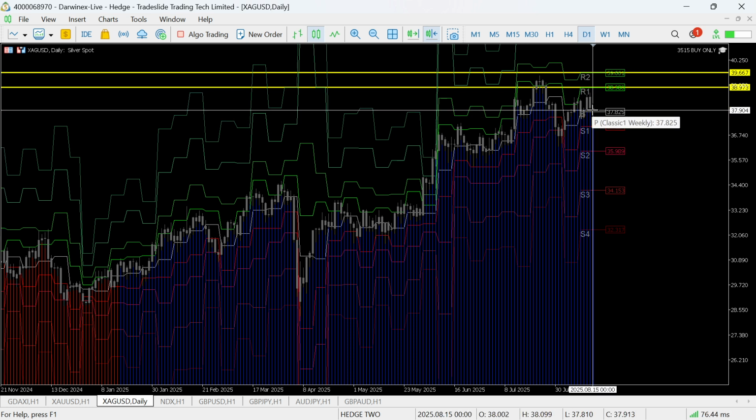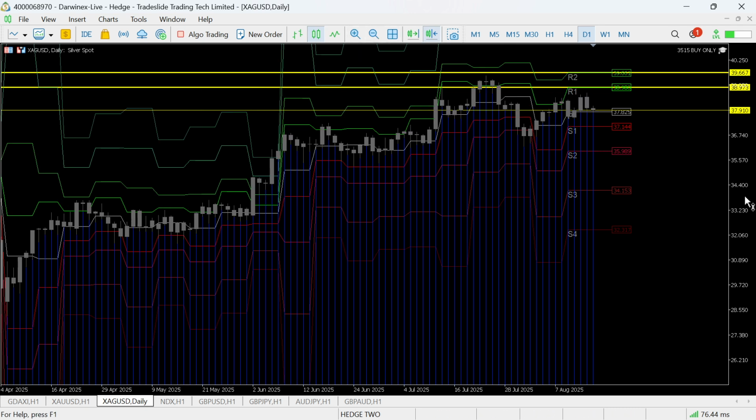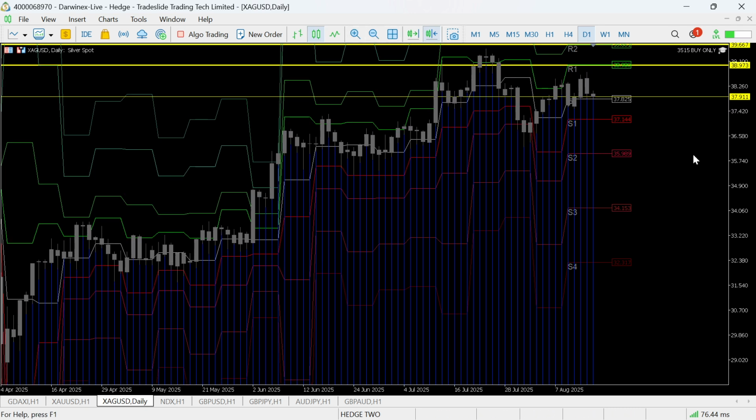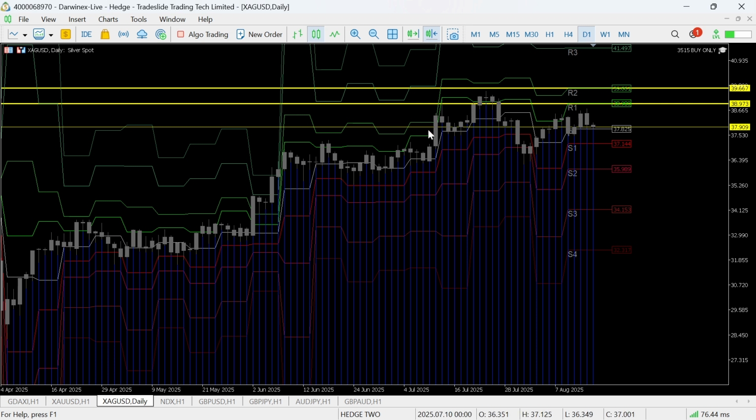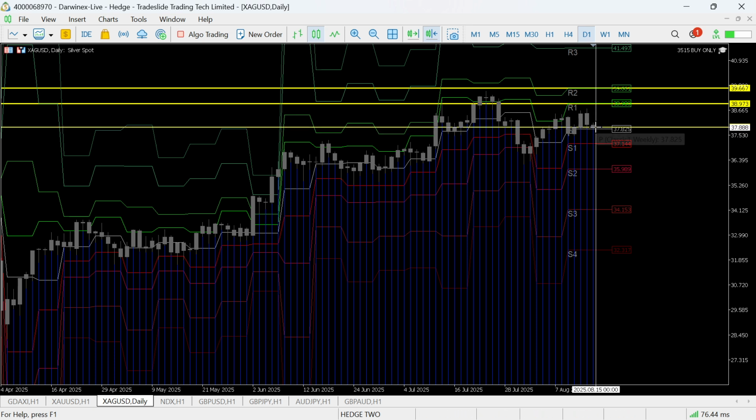We are at the pivot here on the daily chart. Can you see it? And I have a buy signal on the daily chart. Tells me the main trend is going to the upside. So it's not crazy to believe that this is going to go up here.